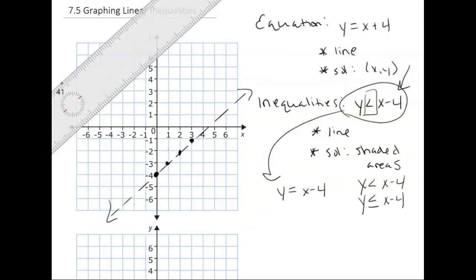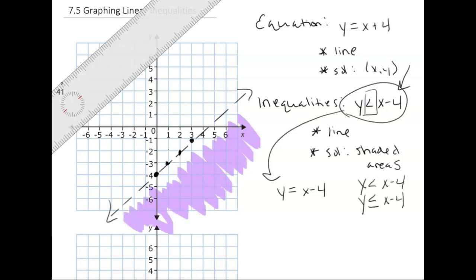Okay, and then the other piece we need to consider is that we want all of the values y less than that. Well, where are those values going to happen? Those values are going to happen underneath this line. So the graph of the inequality y less than x minus 4 is going to look like this. Our line is a dotted line, and then I'm going to shade the area underneath the line to represent all of the values that make this true.